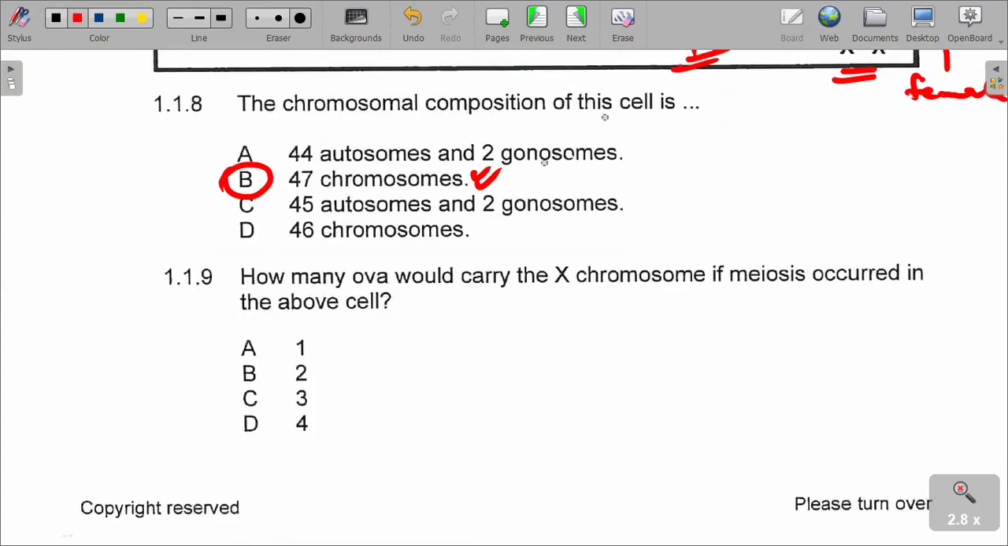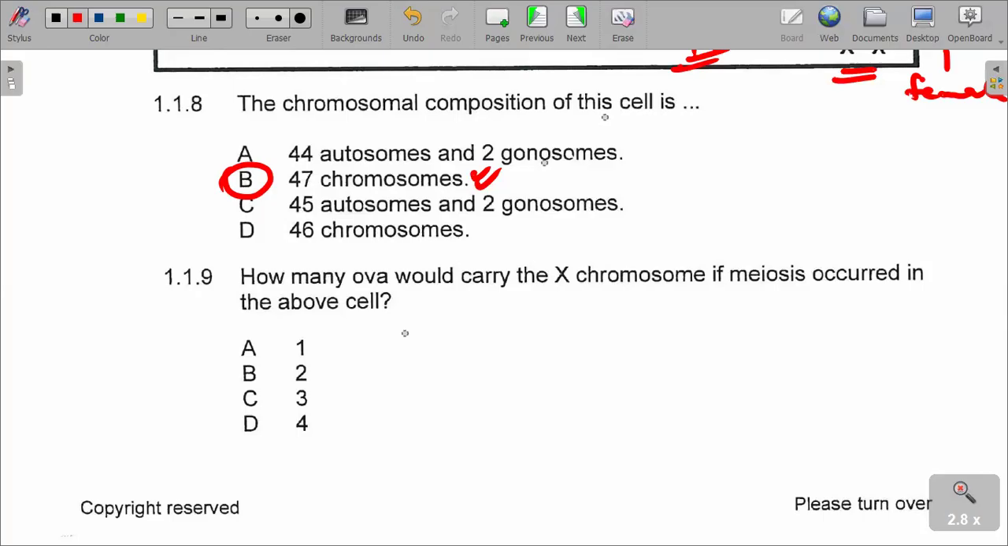And then, how many ova carry the X chromosome if meiosis occurred in the above cell? How many of them can carry the X chromosome? So what you need to understand is that an XX female undergoes meiosis and donates an X to every single ovum. So 4 out of 4 can be formed in that case.